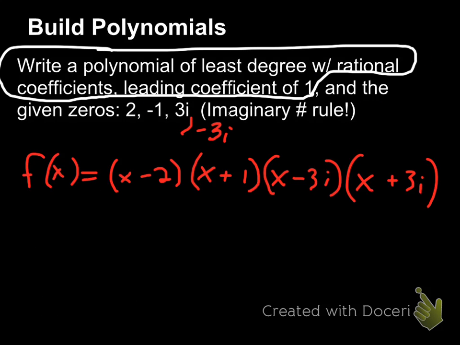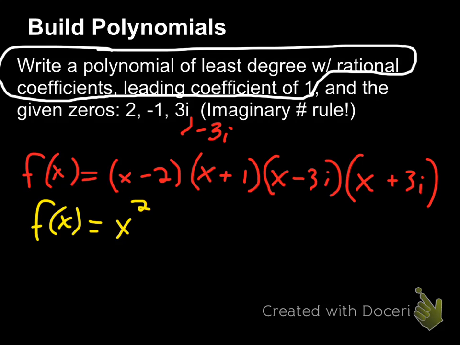All right, so quick recap. I've got this list of zeros, and I've just turned them into factors, right? So I know x minus 2, x plus 1, x minus 3i, and x plus 3i are all factors. Any questions on how I got the factors? So we're just going in reverse. FOILing out the x minus 2 and the x plus 1. Let's do that first. f of x equals x squared minus 2x.